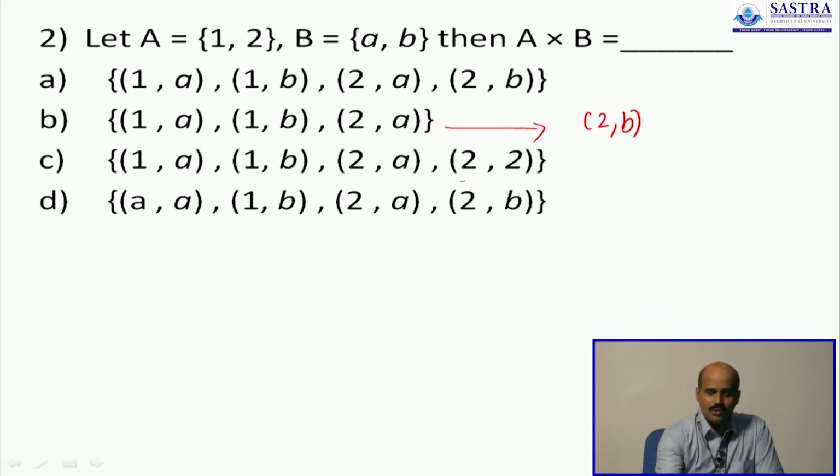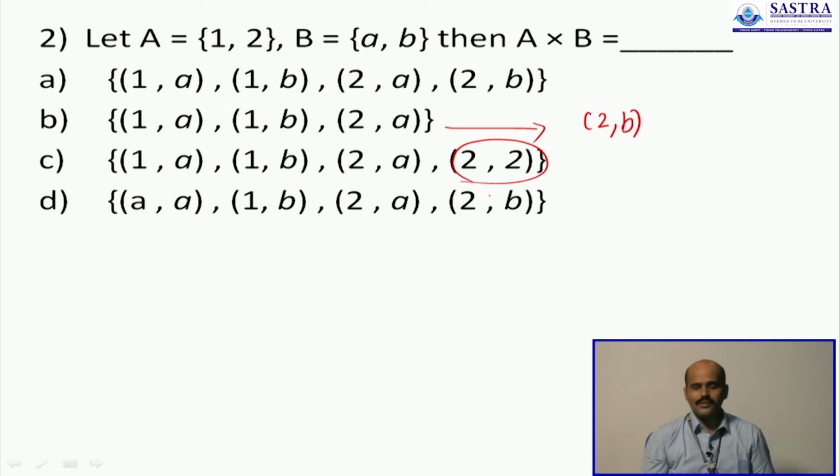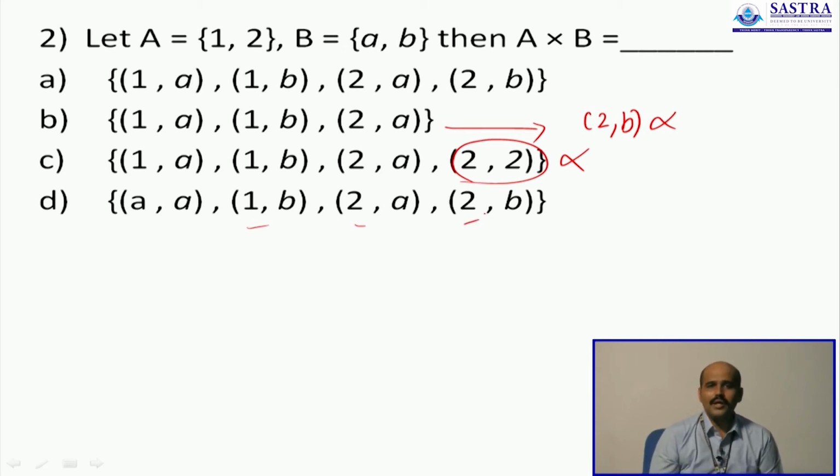Option C talks about a pair called 2, 2. Now 2, 2 doesn't make sense because it is a pair in which both components are from the same set. The first component must be from set A, the second one must be from set B, but here both are from set A and therefore this is also incorrect. The last one, these two and this, they are fine, but the first one talks about a, a, where you take an element from the second set and you construct a pair. Both elements are from the second set. The same mistake that happened in option C, and therefore option D is also incorrect.